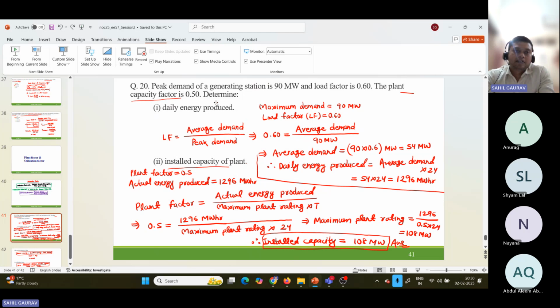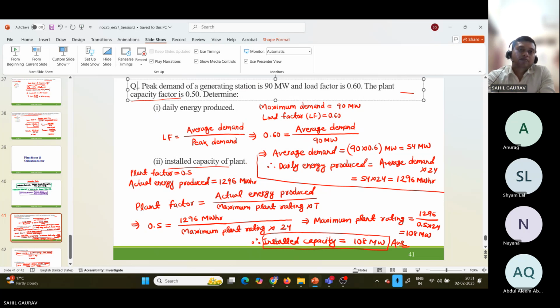Here in this problem, they have given the plant capacity factor as 0.5. They are asking about total daily energy produced, and load factor is also given. So first from the load factor we can find the average demand, and from the average demand we can find the daily energy produced by multiplying with 24 hours.